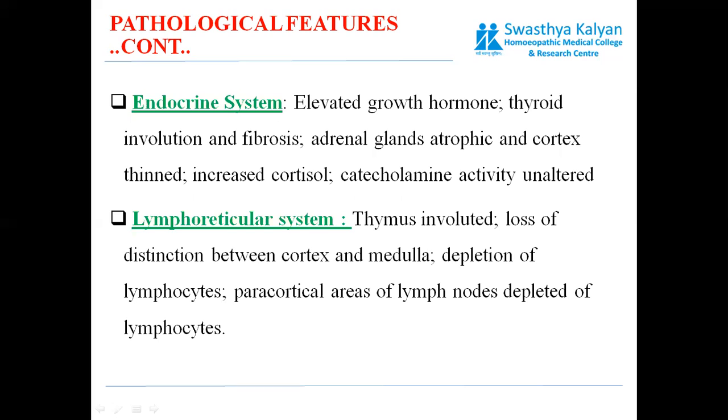Then endocrine system: growth hormone is elevated, and there is thyroid involution and fibrosis. Adrenal glands are atrophic and the cortex is thinned. Cortisol is increased, and catecholamine activity remains unaltered. Then lymphoreticular system: the thymus is involuted, with loss of distinction between cortex and medulla, depletion of lymphocytes, and paracortical areas of lymph nodes show depleted lymphocytes.